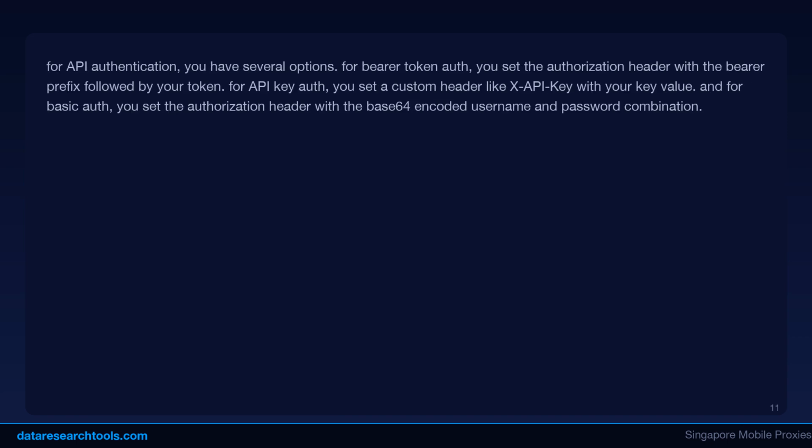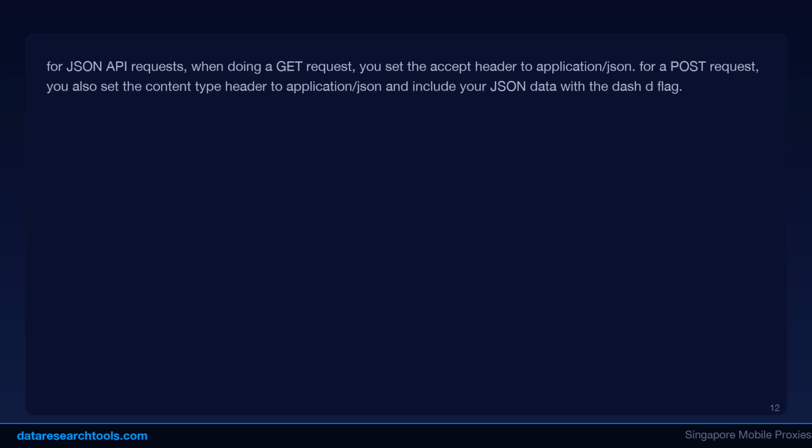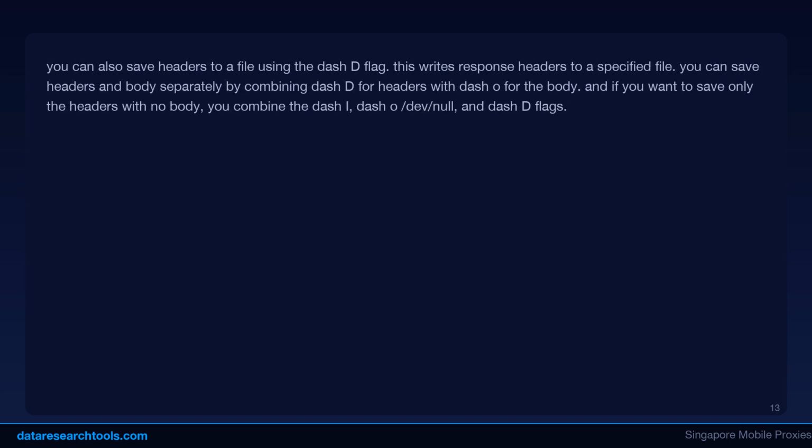For cookie handling, cURL can send cookies with the cookie flag and save received cookies with the cookie jar flag. This is essential for maintaining sessions across multiple requests. You can also load cookies from a file for authenticated scraping sessions. For authentication headers, APIs typically use either bearer tokens in the authorization header or API keys in custom headers. cURL makes it easy to include these with the header flag.